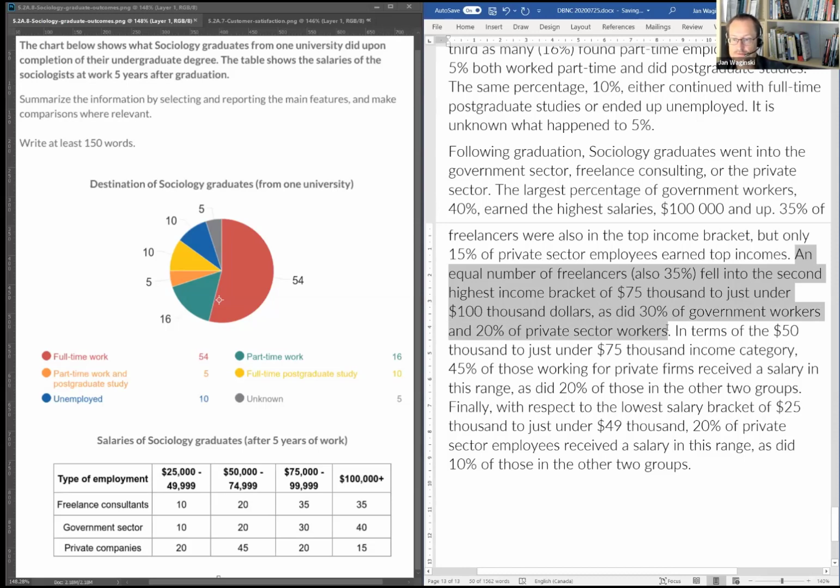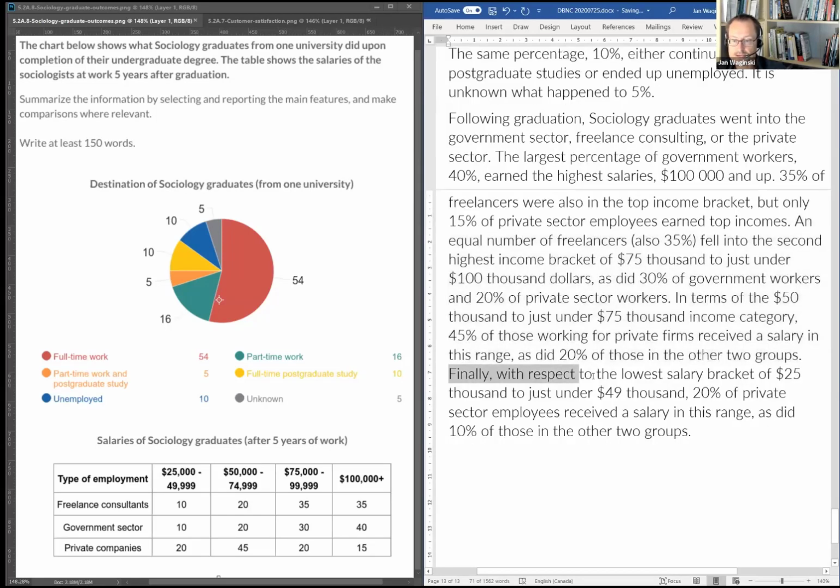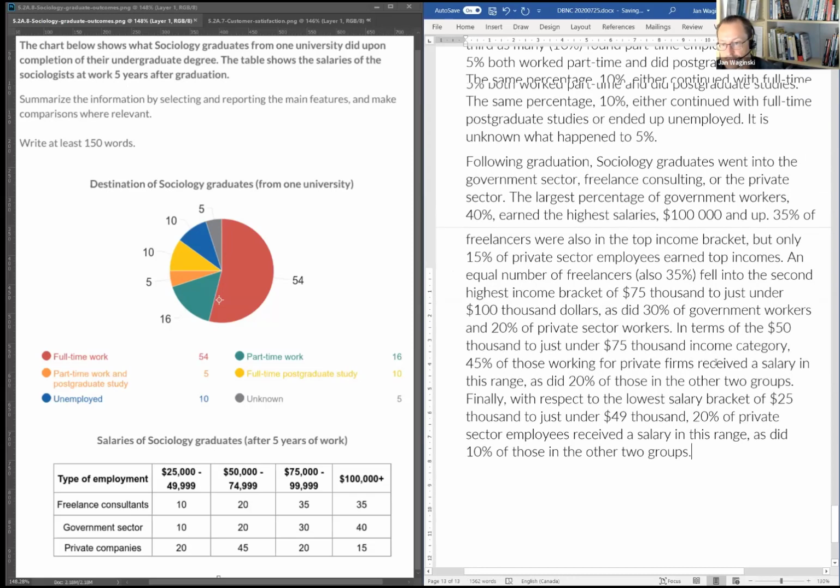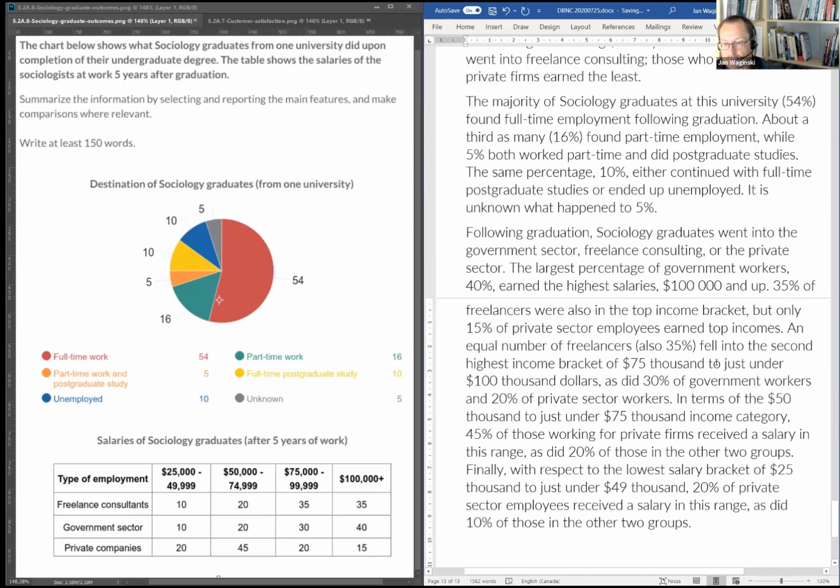In terms of the $50,000 to just under $75,000 income category, 45% of those working for private firms received a salary in this range, as did 20% of those in the other two groups. So I'm lumping them together. Finally, with respect to the lowest salary bracket of $25,000 to just under $49,000, 20% of private sector employees received a salary in this range, as did 10% of those in the other two groups. And that's it. I'll post the outline versions as well a little later today, but you've got the full versions right here.